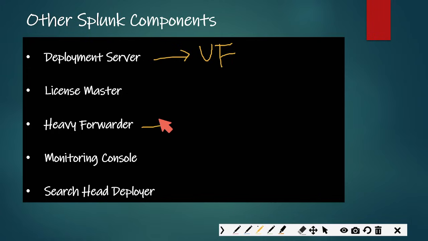The heavy forwarder is responsible not only for indexing data, but it can also parse data. That is what differentiates it from the universal forwarder. So apart from indexing data, it can also parse data.